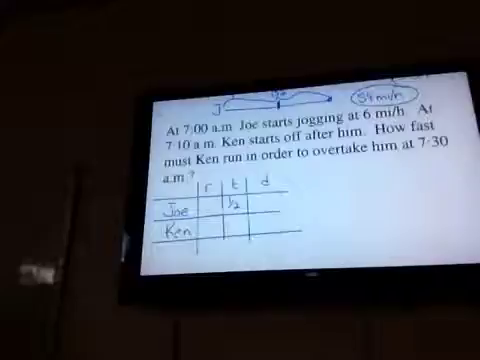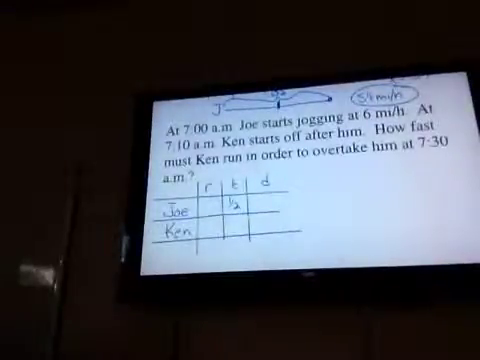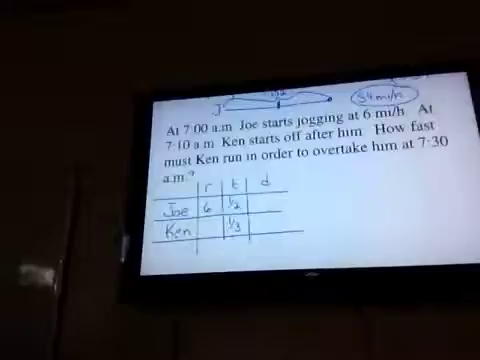Ken doesn't leave till 7:10. He's trying to meet Joe at 7:30, so he's jogging for 20 minutes. 20 minutes is how much of an hour? 1/3 of an hour. It says that Joe is jogging at 6. That's Joe's rate. There's only one box to fill in. There's your x. That's what we're looking for, Ken's rate.